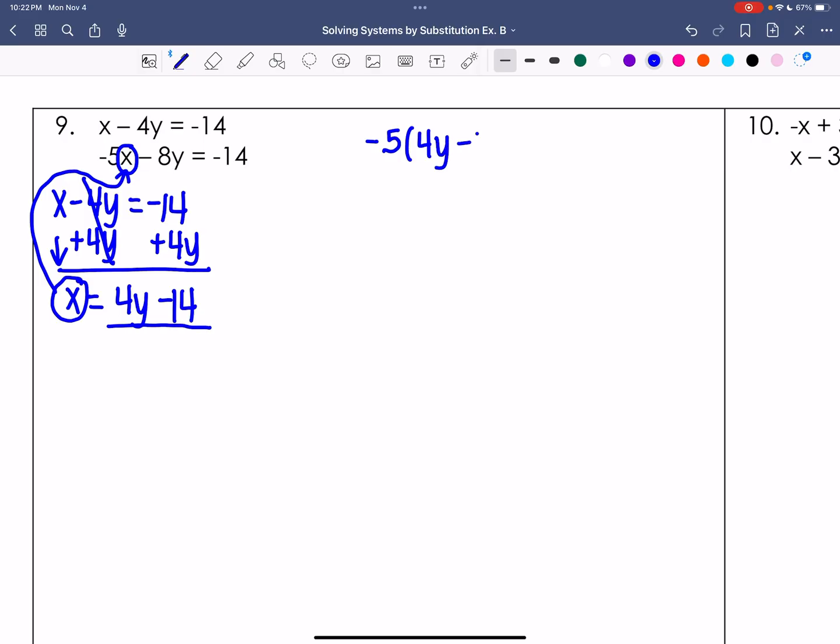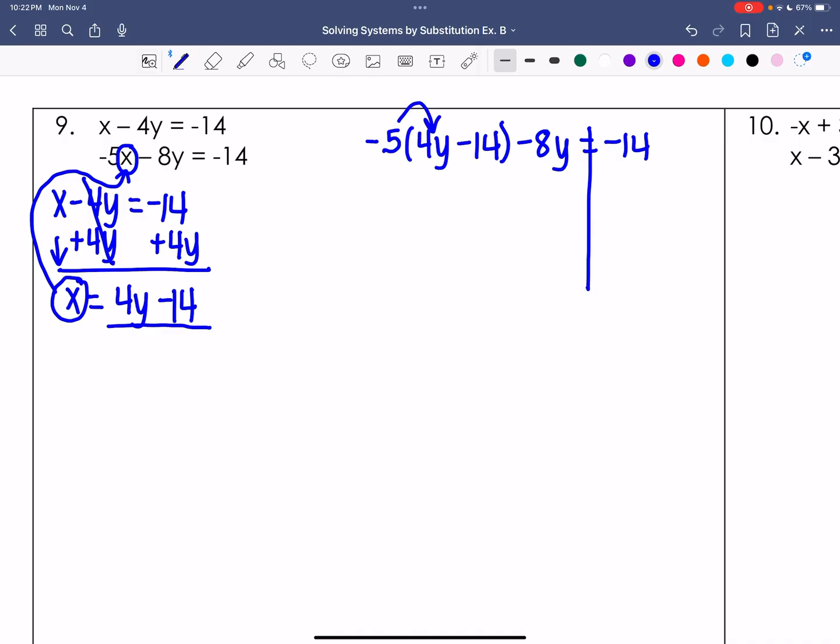So here I have 4y minus 14. And a big common mistake that I saw yesterday was that a lot of people were forgetting to drop down the rest of their equation. So this is minus 8y equals 14. So now I want to solve, and the only variable here for me to solve for is y.